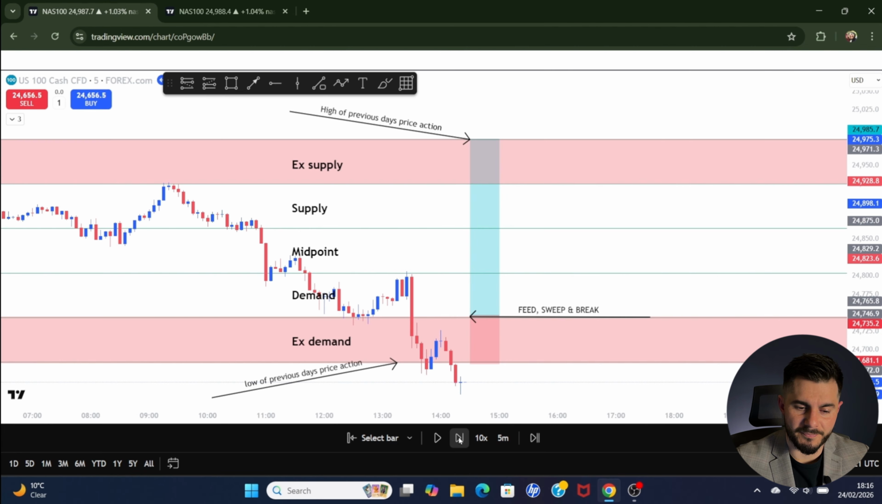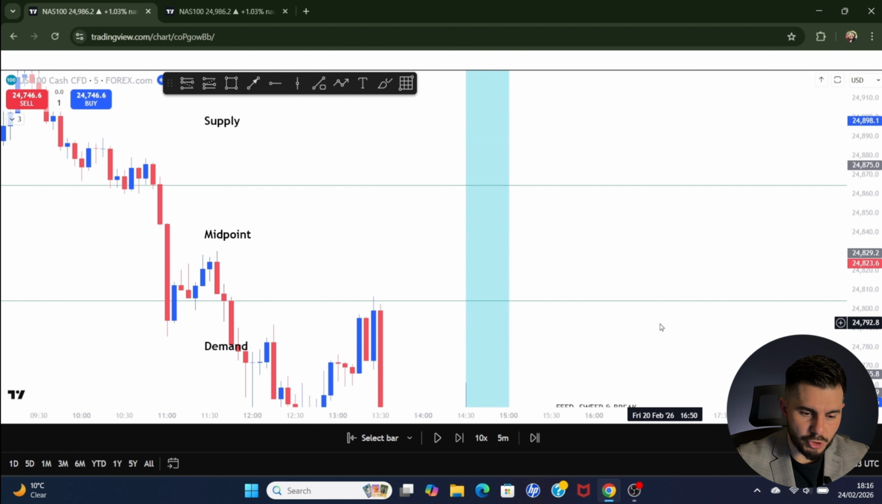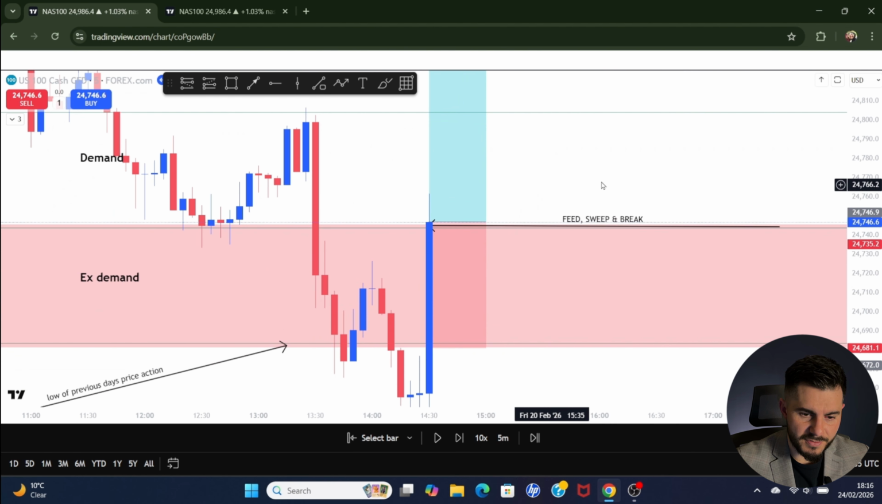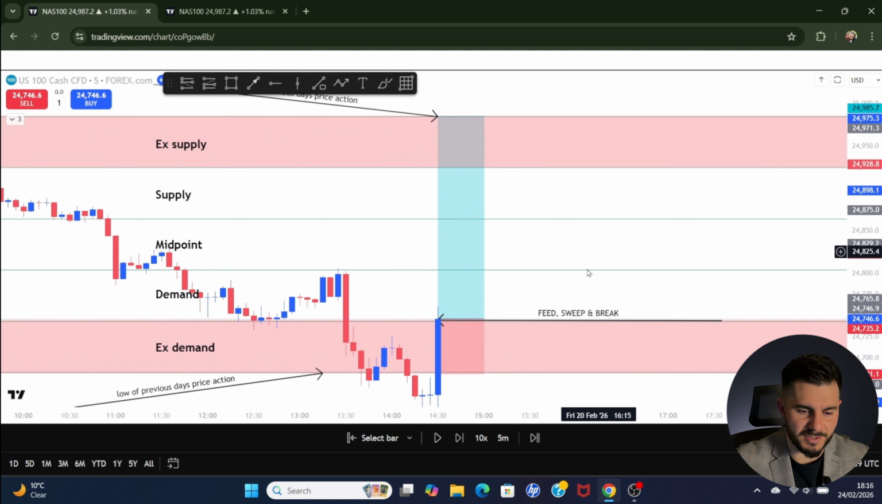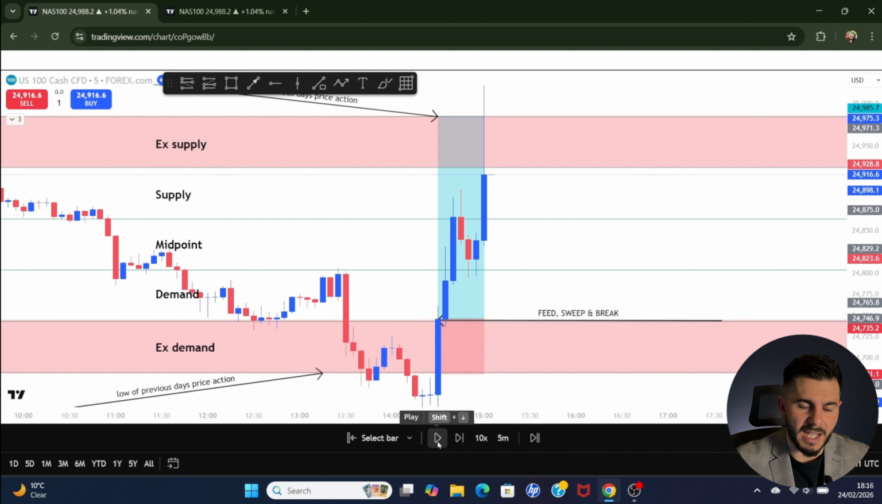Now, one candle at a time, here we go. And you see that aggressive candle is closed back into the internal structure of our zones for a trade long. And let's just see how this plays out. And of course, the momentum is strong in this trade.